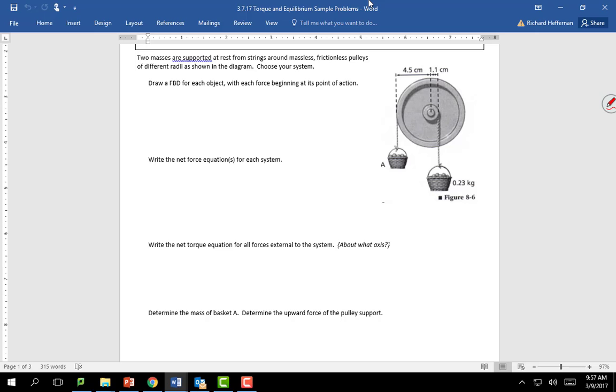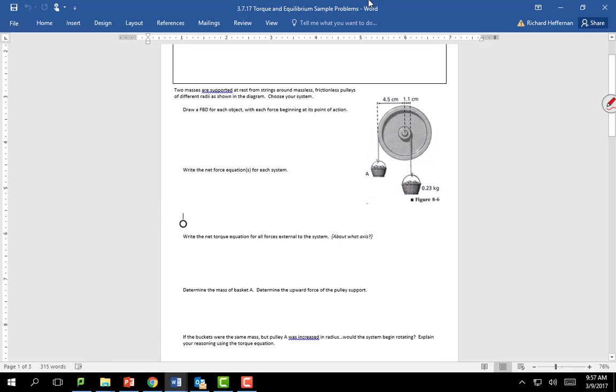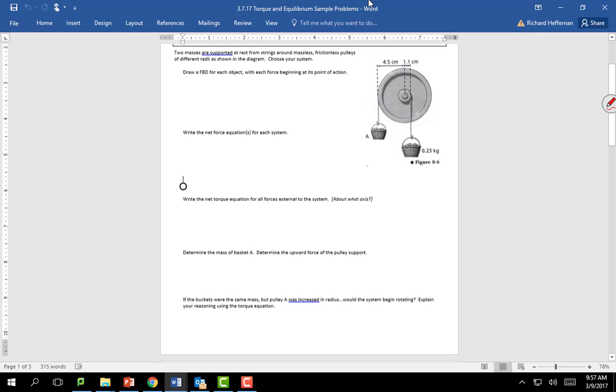First of two equilibrium sample problems. It says two masses are supported at rest from strings around massless, frictionless pulleys. So these pulleys have no mass and no friction, but they have different radii. There's a little tiny pulley and a bigger pulley attached to one another, so they spin at the same time. There are two masses hanging off of each.